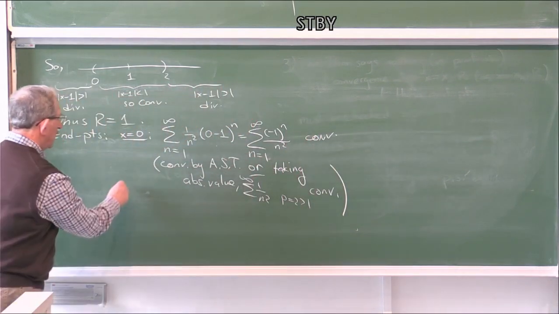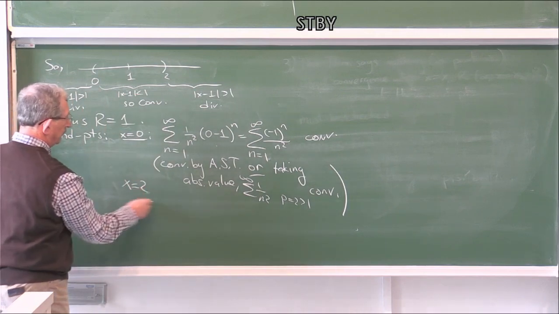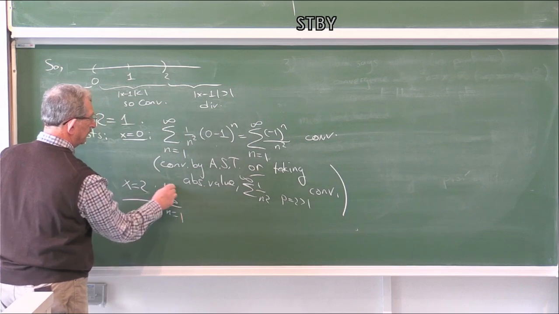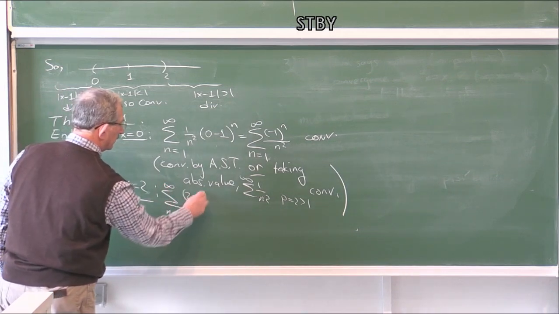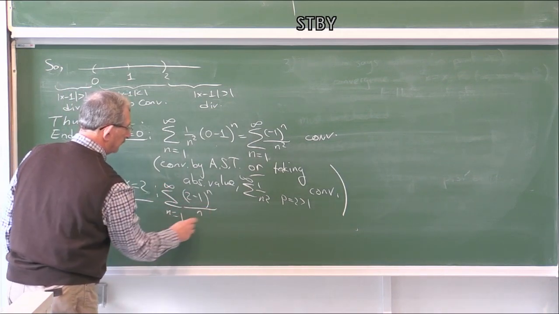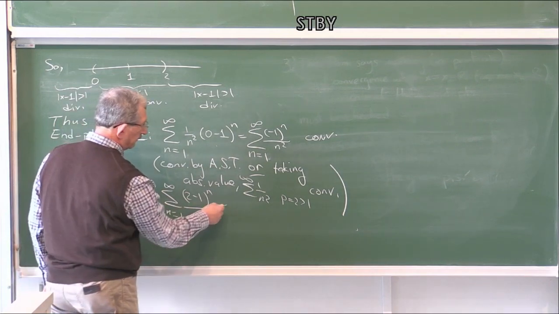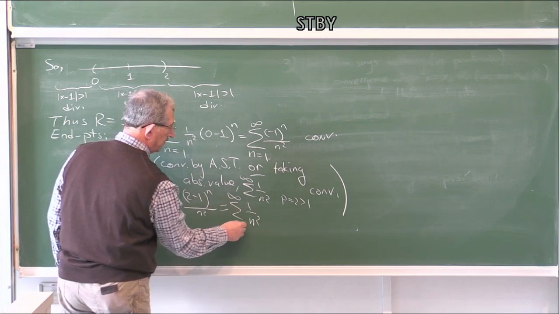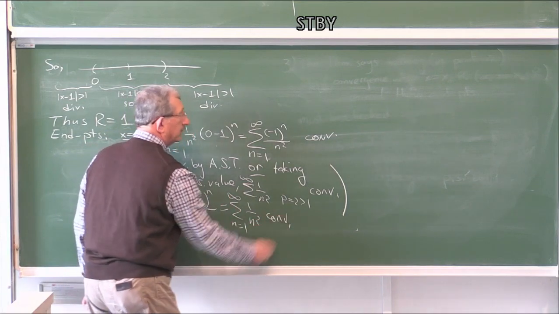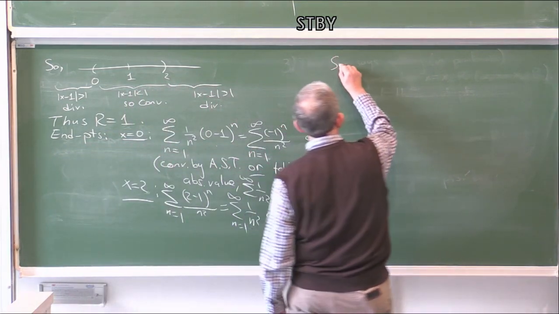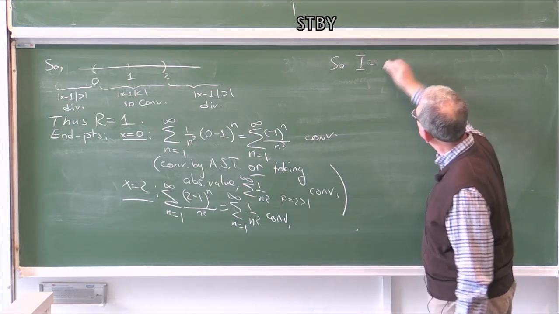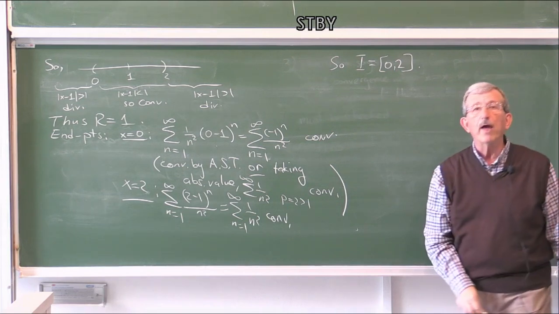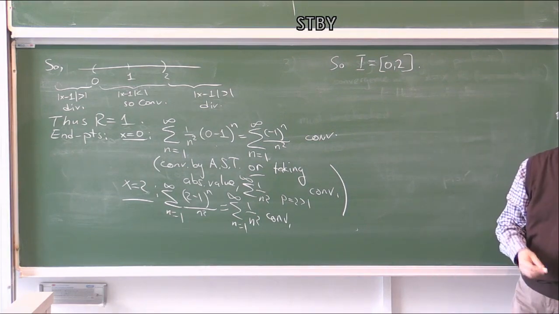If x is 2, the other endpoint, you have the series 2 minus 1 to the n over n squared. Well, this, of course, is the p series itself. It's convergent. All this says that the interval of convergence is the closed interval 0, 2. Both endpoints are included here.